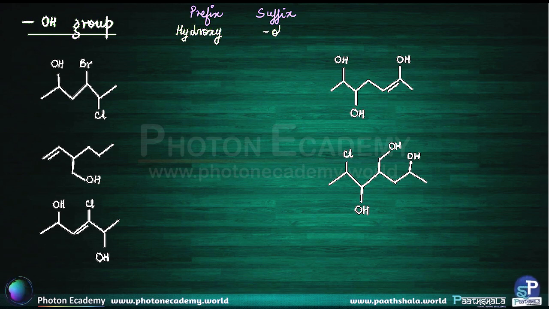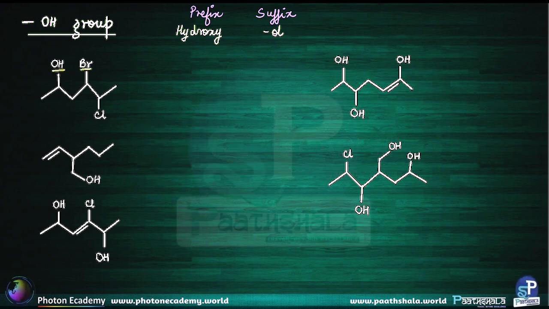So let us begin with our first question. Here we observe that we have OH, Br as well as Cl, three groups present, and we have to number the chain. We number it from the side where OH gets the minimum position. So this is how we number it.